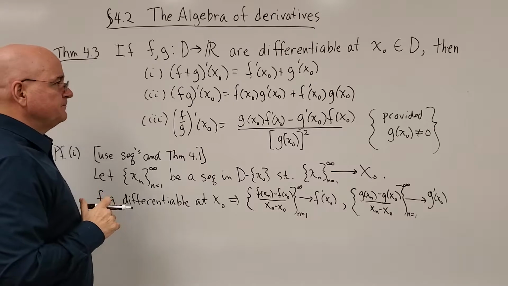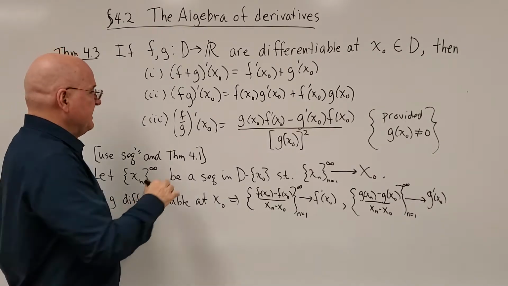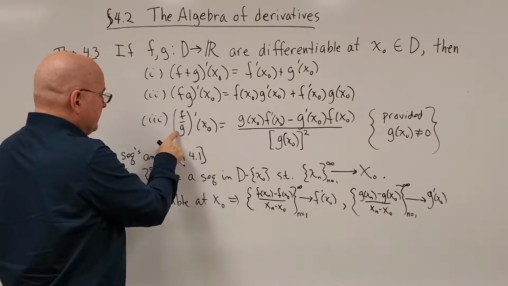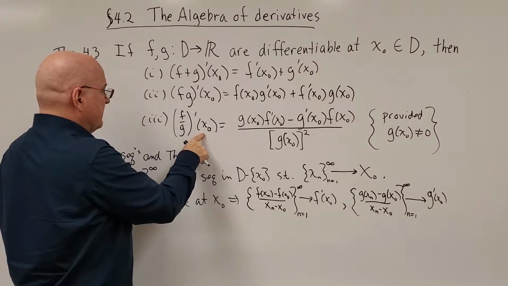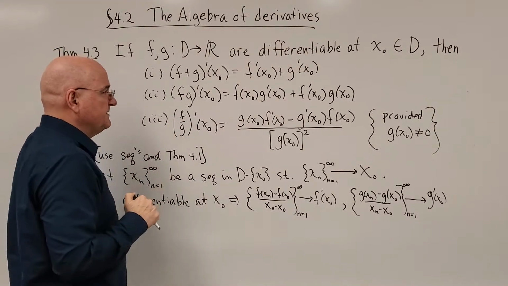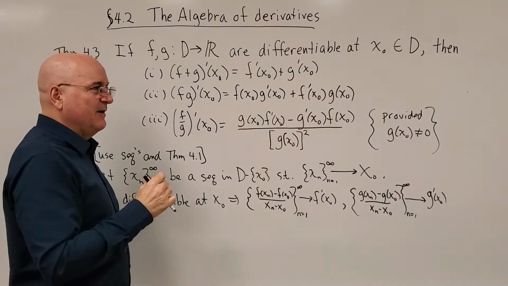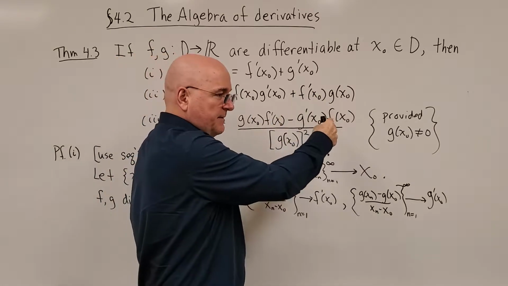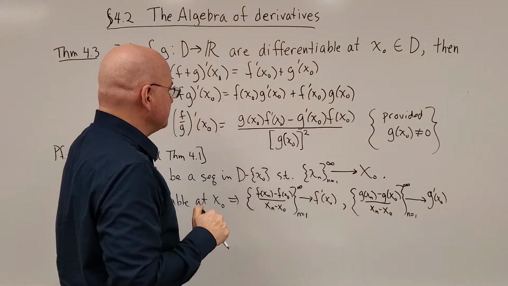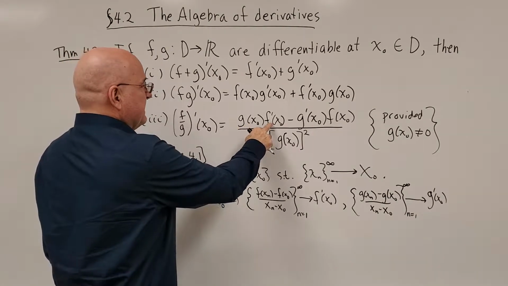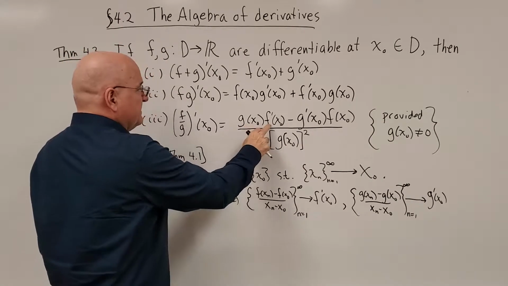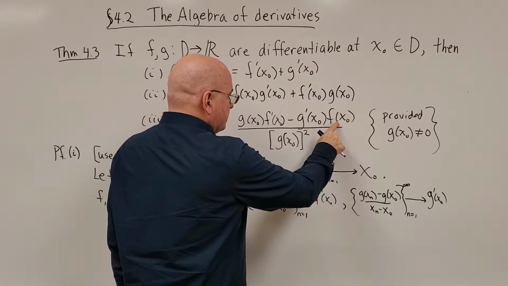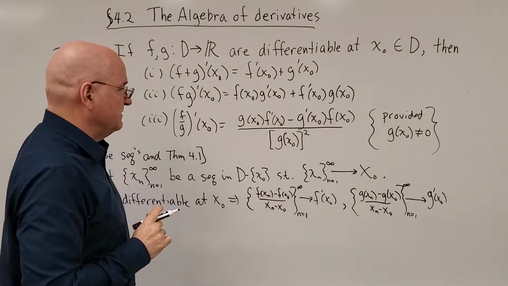And the third one is the quotient. When you take f of x over g of x, the derivative of that, (f over g) prime of x naught, the derivative of f over g at x naught. This one takes a little more memorizing. I always think of it as the bottom times the derivative of the top minus the top times the derivative of the bottom, over the bottom squared. So that's just g of x naught times f prime of x naught minus g prime of x naught times f of x naught, all over g of x naught squared.